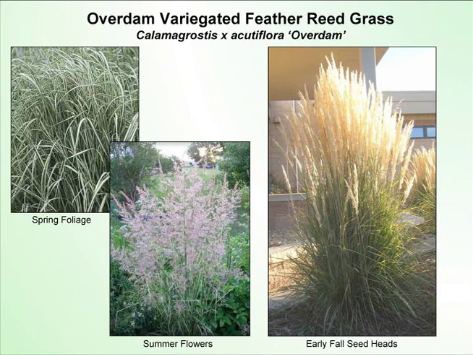This is Overdam variegated feather reed grass, and it's very similar to Karl Foerster, except that it has some white variegation in the leaf blades, where Karl Foerster is entirely green.